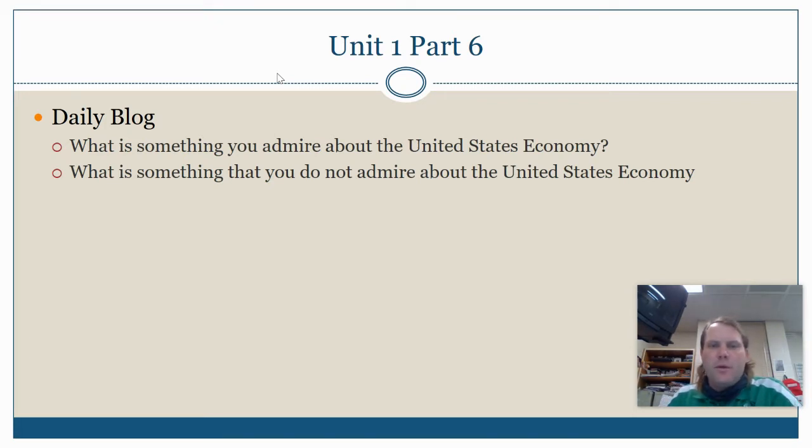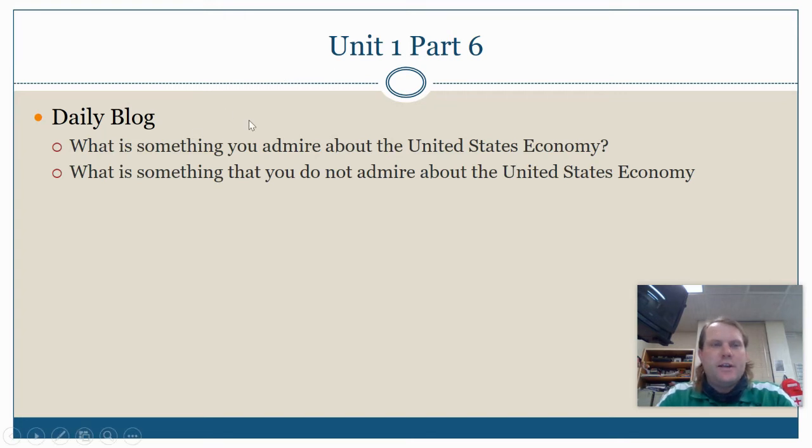Now, something that we don't admire about the U.S. economy, a few different things usually come up. Maybe it's not quite as easy as it should be. Maybe there are a whole lot of rules that can be taken advantage of by certain groups of people. And again, it's not necessarily perfect.